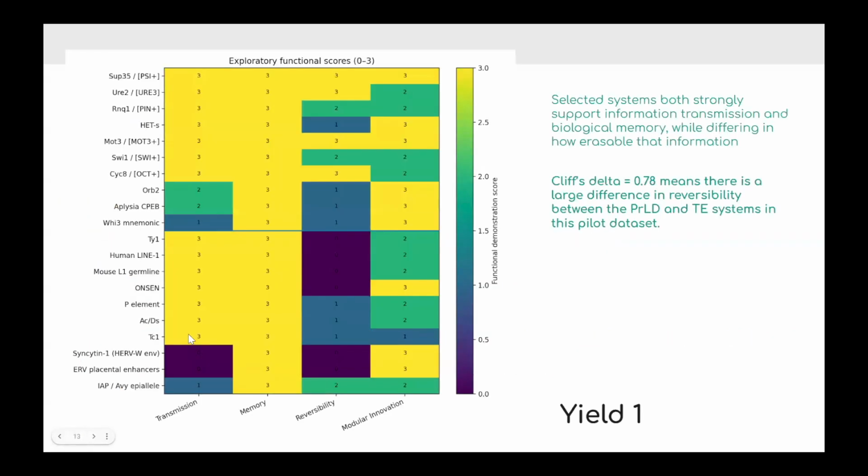And so, looking at my heat map, on the left here I have all of the prion-like domain and transposable element systems. This summarizes the literature coding, and the main thing to look for is the overall pattern. We see transmission and biological memory were generally high in both selected groups. The visual difference seemed to be reversibility, where the prion-like domain associated systems tended to score higher. And modular innovation was also pretty common in both groups. So this gave me an initial picture of where the two groups seemed similar and where they began to differ.